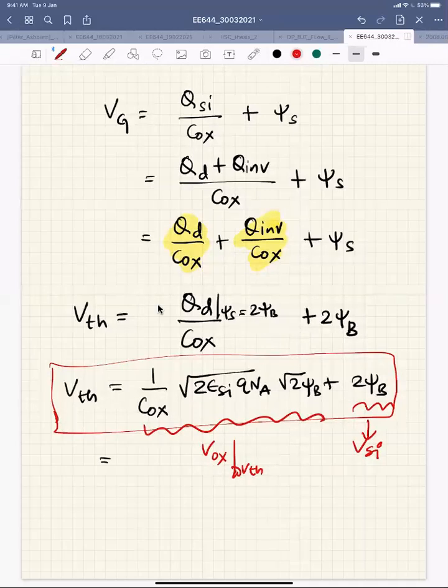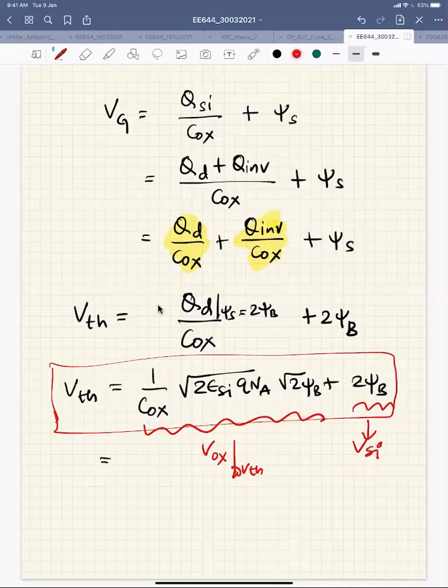Here, Qd is almost equal to Q inversion, so why are we neglecting Q inversion? That's a good question.